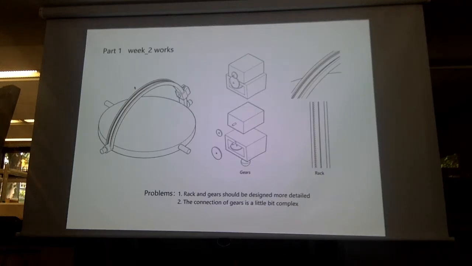And later I generated another building where I first put the motor here and use 3 gears to connect the motor with the rack here. It seems like this, and the lamp is placed here. But the problem is that the rack and the gears should be designed in more detail.